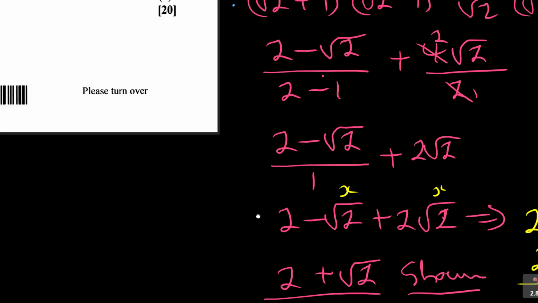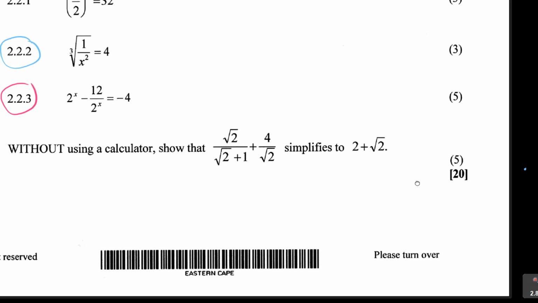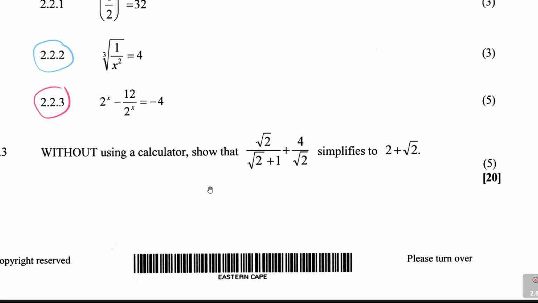Okay, guys, that is 20 marks. I hope this is of benefit to you. And again, they said without a calculator, if you use the calculator, you get nothing.